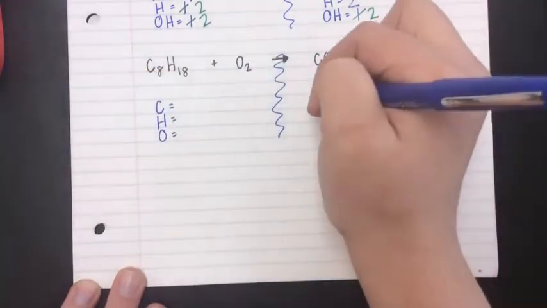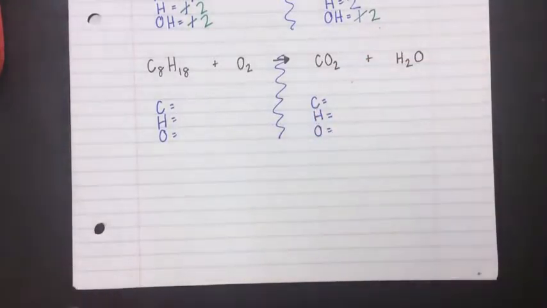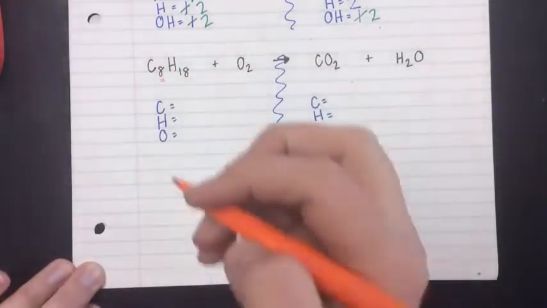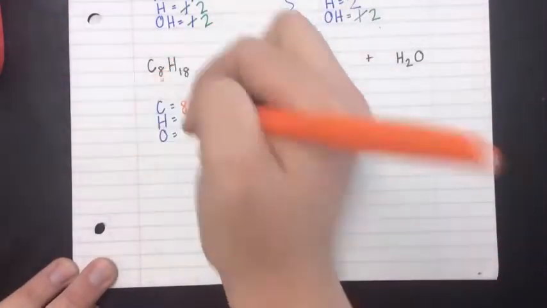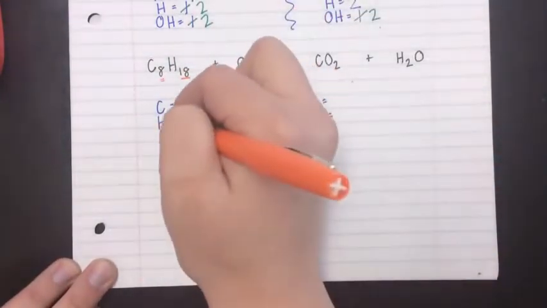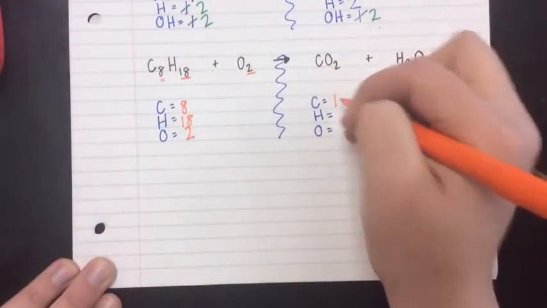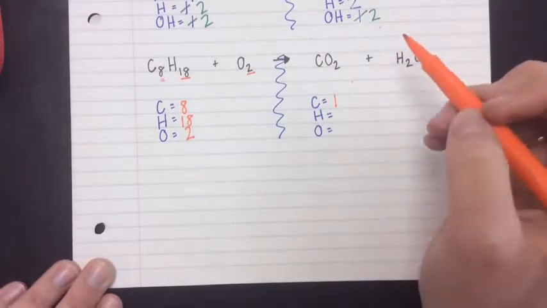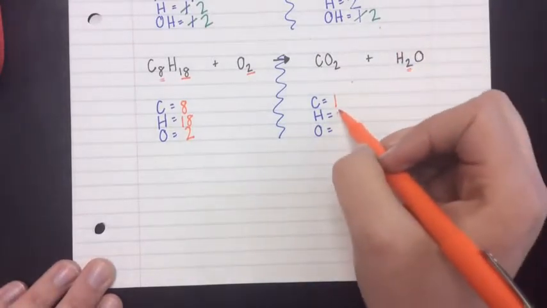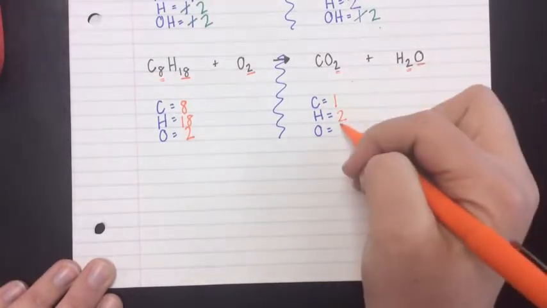I divide my space in half and identify carbon, hydrogen, and oxygen as my 3 elements on both sides of the reaction. Counting my atoms, the subscript 8 means I have 8 carbons, subscript 18 means I have 18 hydrogens, subscript 2 means I have 2 oxygens, all on the reactant side. I have 1 carbon, subscript 2 hydrogens, and 3 oxygens, 2 coming from the CO2 and 1 from the water.